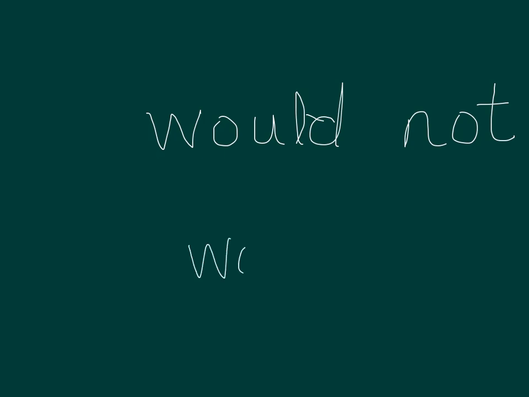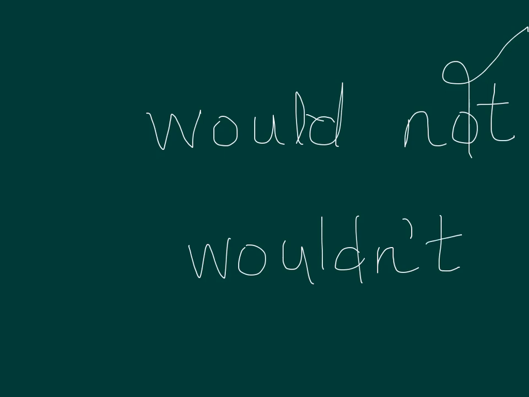Would not becomes wouldn't. We're taking out that O, so in place goes the apostrophe. Wouldn't. Let's look at a couple more.